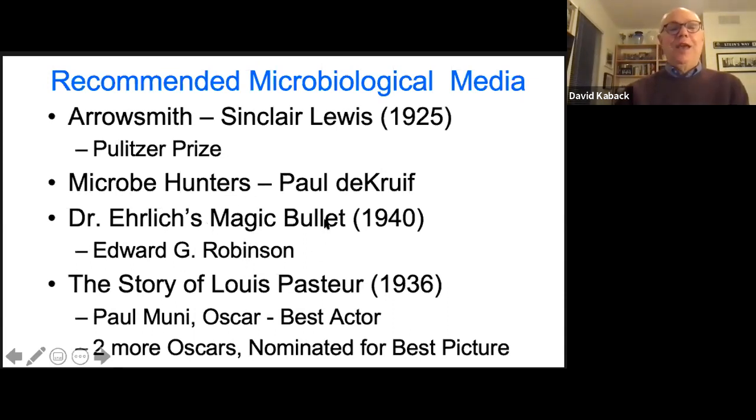It's great. It was made in 1940. It's got all this anti-Nazi stuff in it. It's a terrific old movie. It's available on Turner Classic Movies, as is the story of Louis Pasteur, where he talks a lot about anthrax and making the first vaccines for rabies. Another great movie. And in fact, Paul Muni won the Oscar for Best Actor for this movie, as well as two more Oscars, and it was nominated for Best Picture. So these are great movies if you want to learn about microbiology.